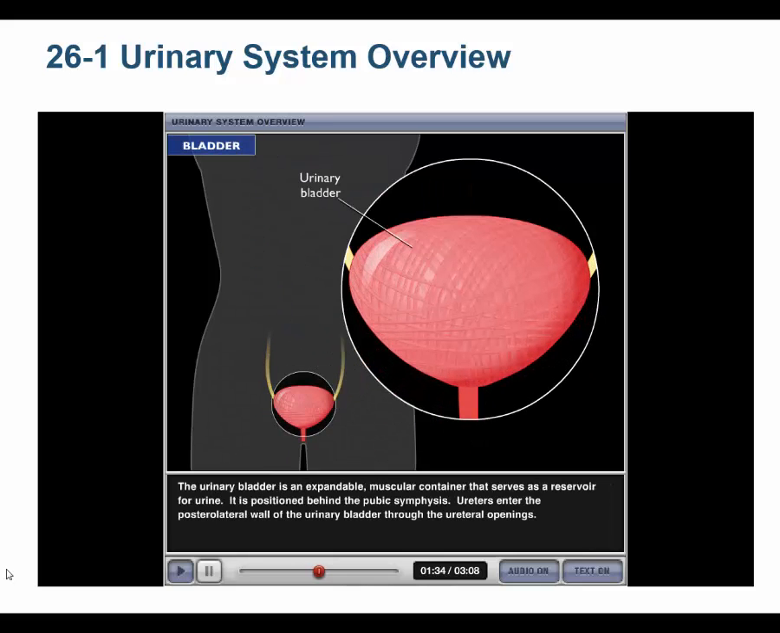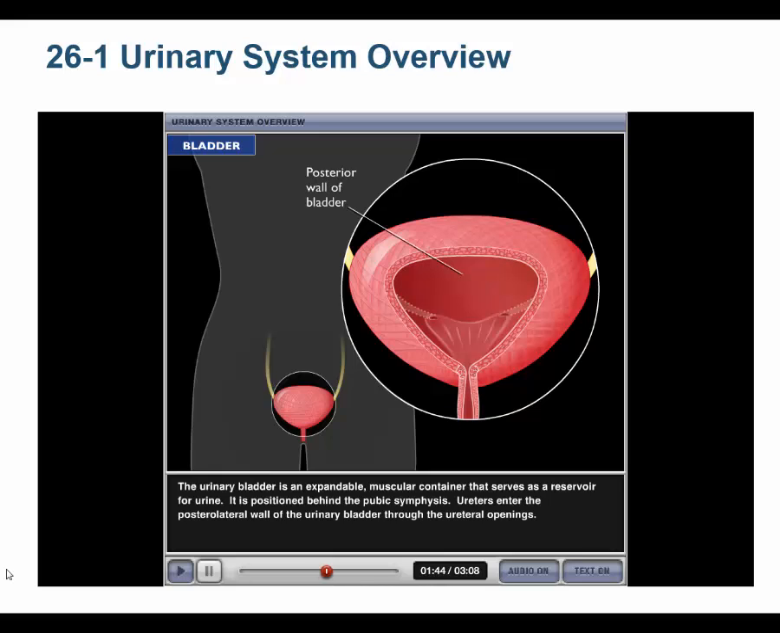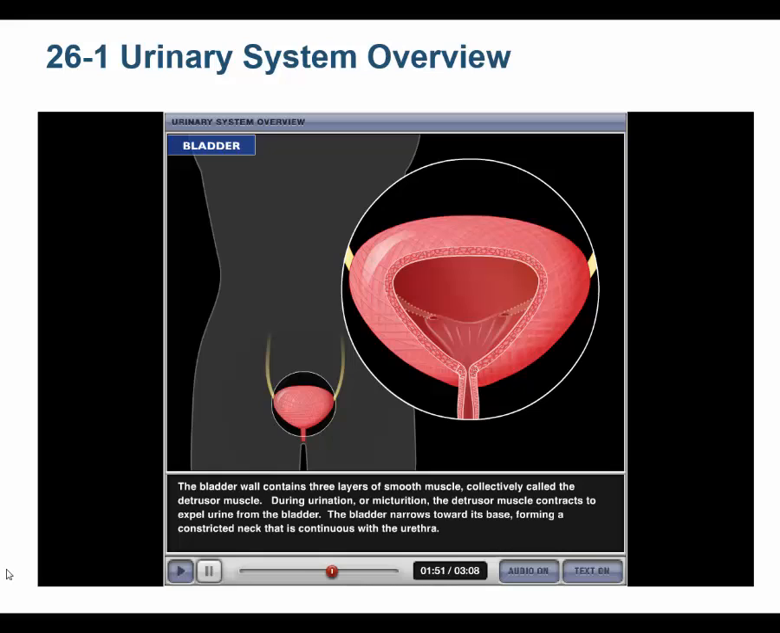The urinary bladder is an expandable muscular container that serves as a reservoir for urine. It is positioned behind the pubic symphysis. Ureters enter the posterolateral wall of the urinary bladder through the ureteral openings. The bladder wall contains 3 layers of smooth muscle, collectively called the detrusor muscle. During urination, or micturition, the detrusor muscle contracts to expel urine from the bladder. The bladder narrows toward its base, forming a constricted neck that is continuous with the urethra.